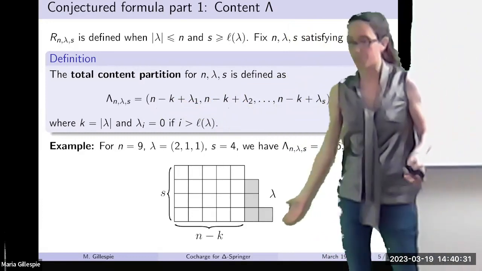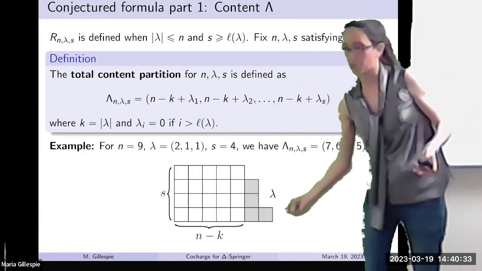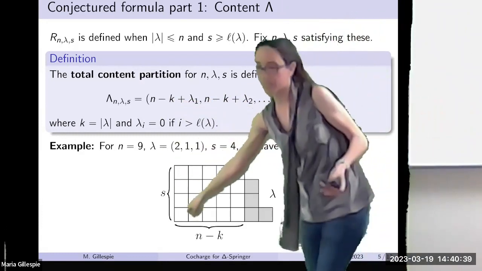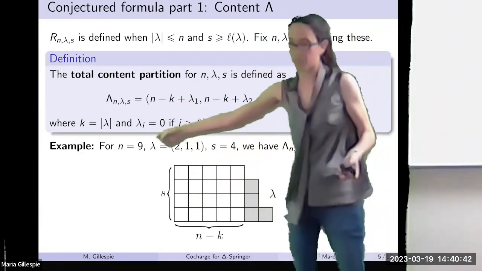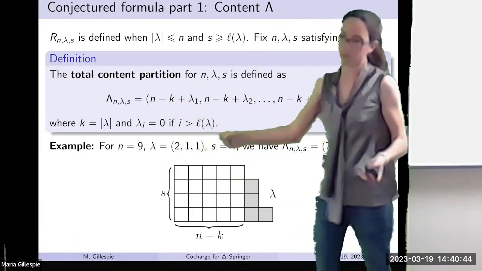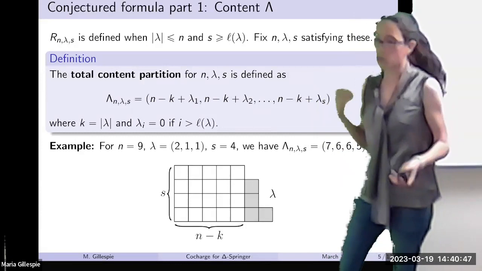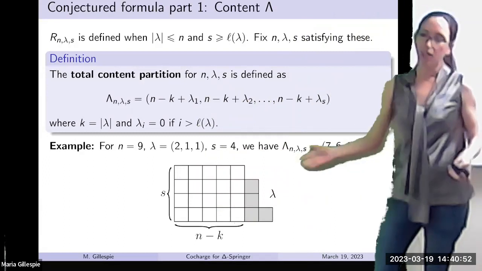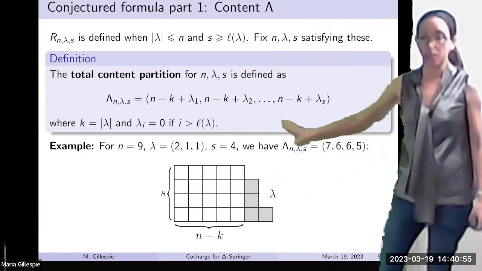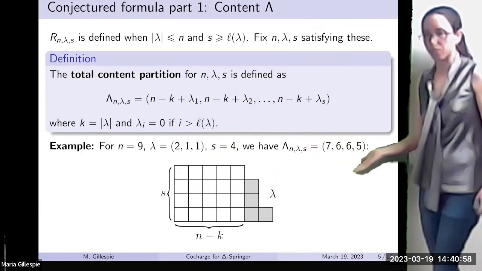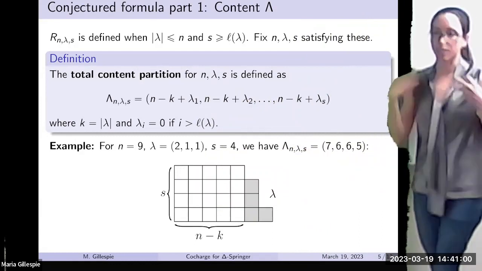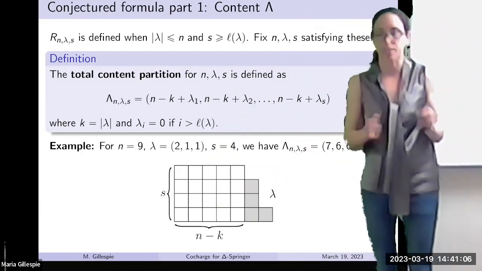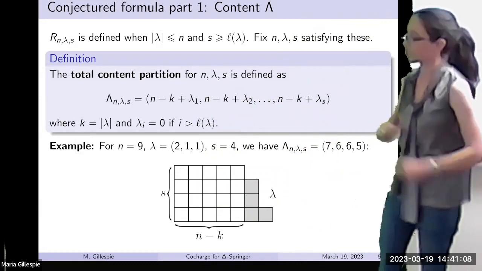So as an example, if S is 4 and λ is 2, 1, 1, first of all, you pad λ with zeros to make it height 4. And then you add a 4 by n minus k box here. Here I have the example n equals 9, and k here is the size of λ, which is 4. So 9 minus 4 is 5, so n minus k is 5, and you add a 5 by 4 rectangle to the front of λ, and that forms this bigger partition, capital Λ, which we're going to use as the content of the object that we're defining. Okay, so the first thing we need to understand is this new content, where you put n, λ, and S together and you make this picture.